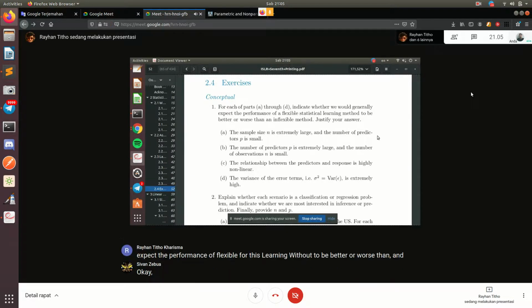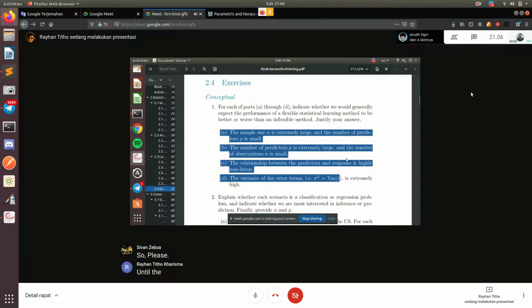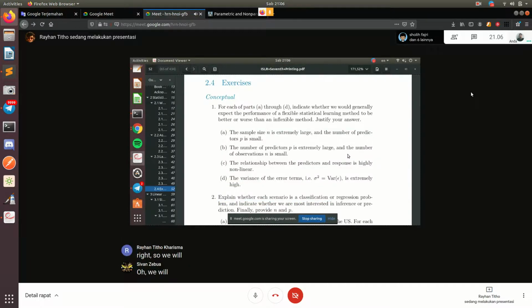What is the question? It asks, for each part, A until D, if we use a parametric function or a more flexible method versus an inflexible method. Inflexible means parametric, flexible means non-parametric. Which one will have a better result and why?